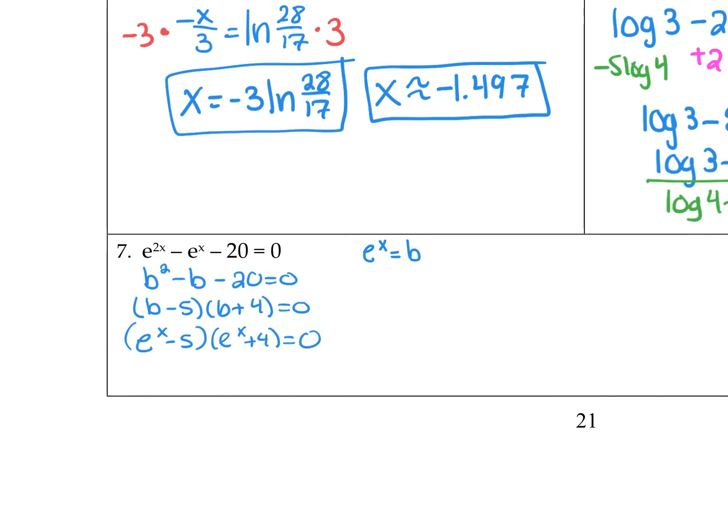But I can still use zero product property, so e to the x minus 5 would equal 0, and e to the x plus 4 would equal 0. So e to the x would equal 5. That means I would take the natural log of each side, and so x would equal the natural log of 5, which is approximately 1.609.